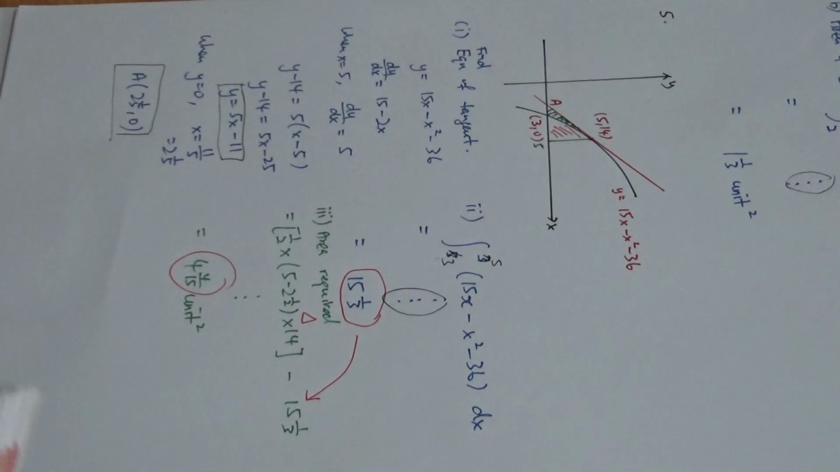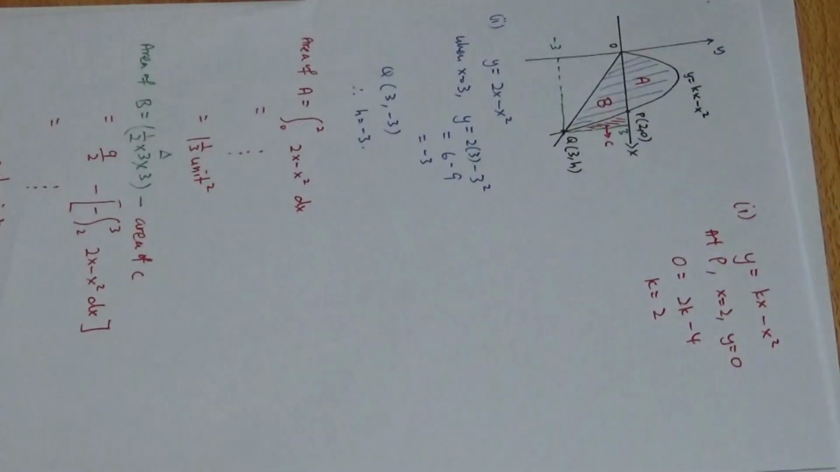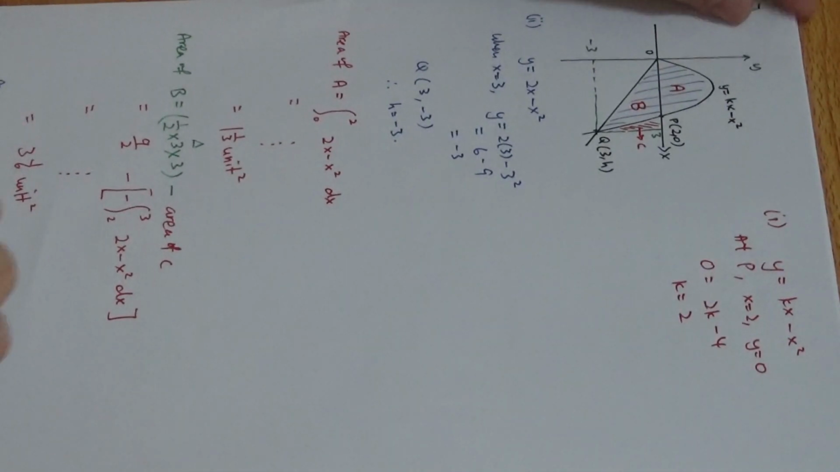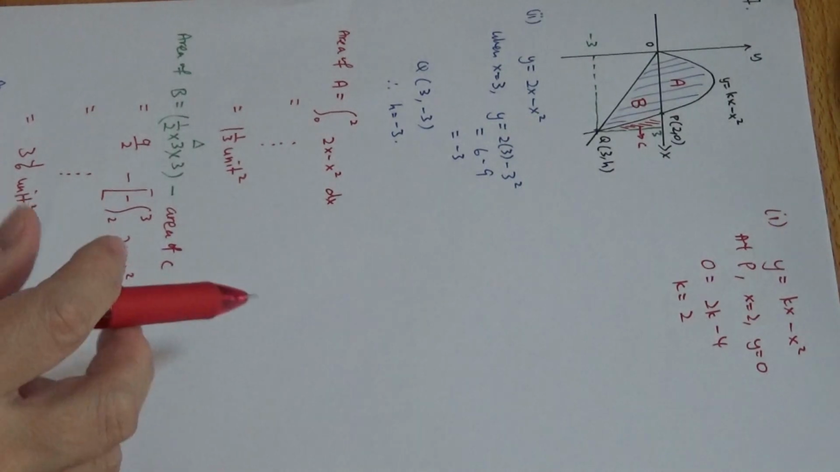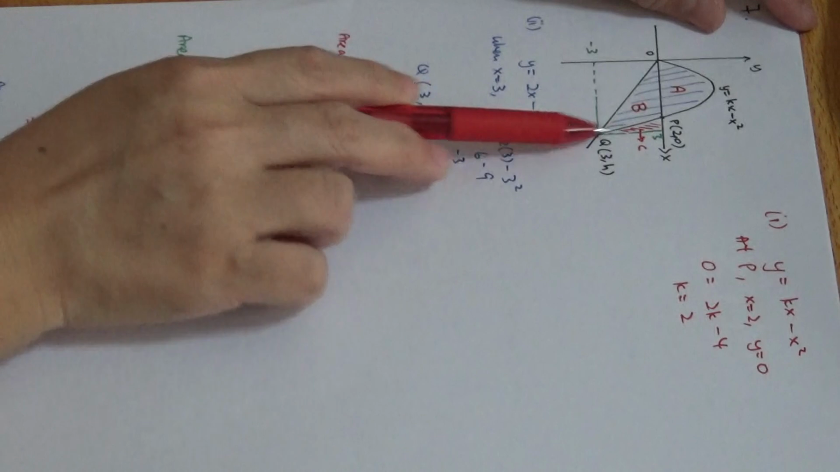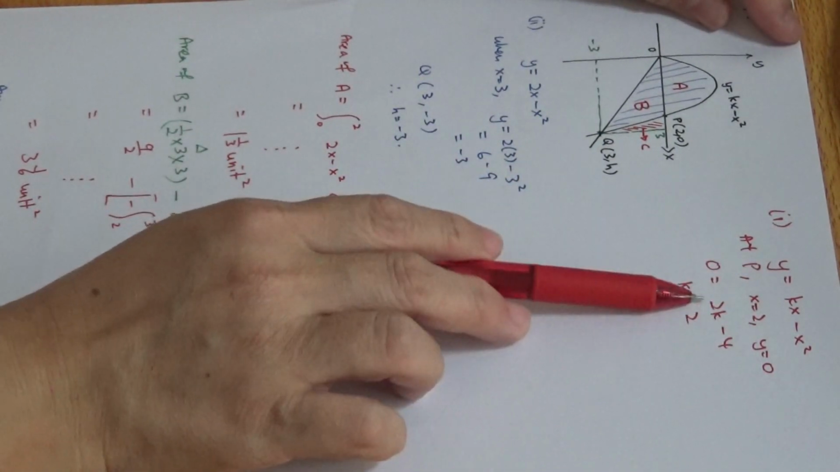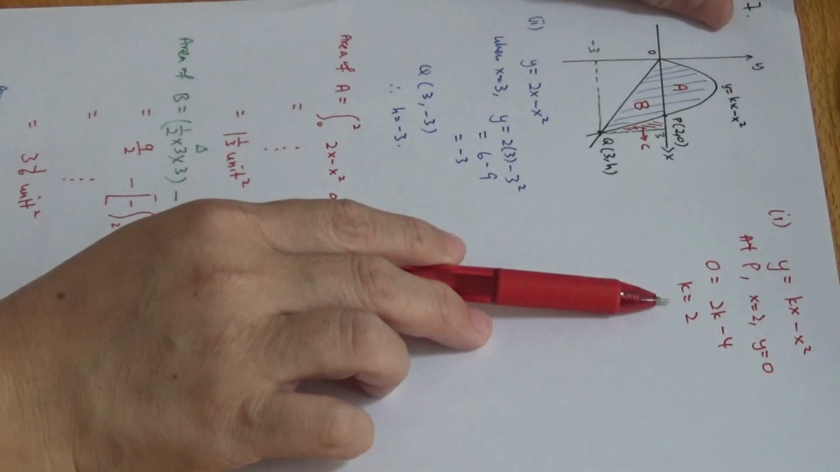Alright, now we move on to the last question. That is question number 7. Okay, let's look at question number 7. Now, first of all, they want us to find the value of K. Now, we know that P falls on the curve, so we substitute in the coordinates of P, 2, 0 into the curve, we will get K equals to 2.